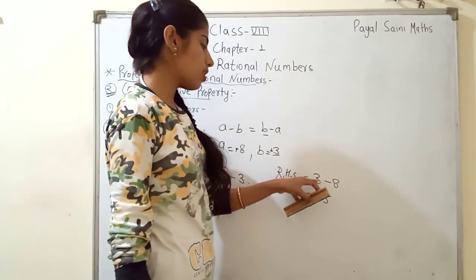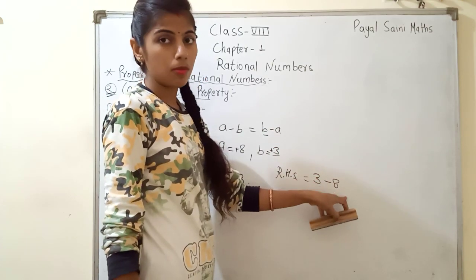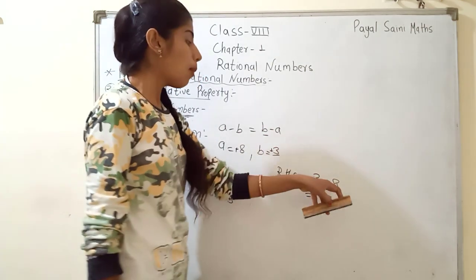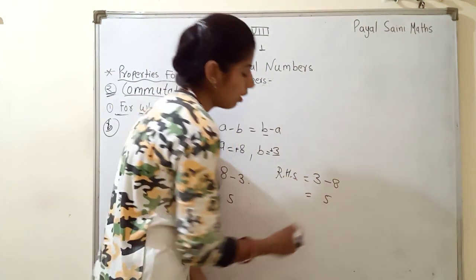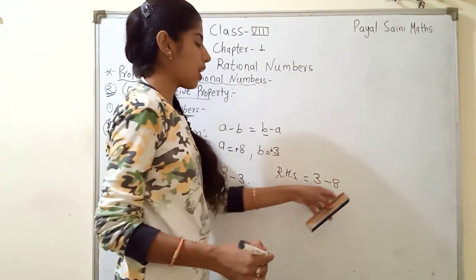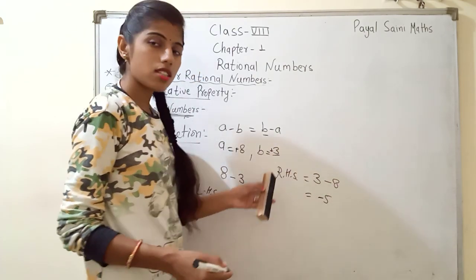We know that the plus number is smaller than the minus number, or we can also say the minus number is greater than the plus number. Then which sign do we put here? Minus sign. Why? Because the minus number is greater than the plus number.